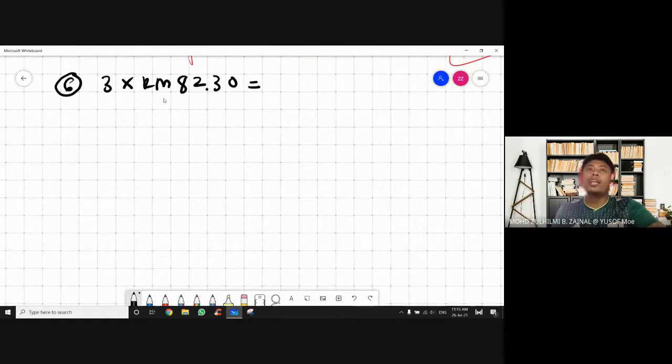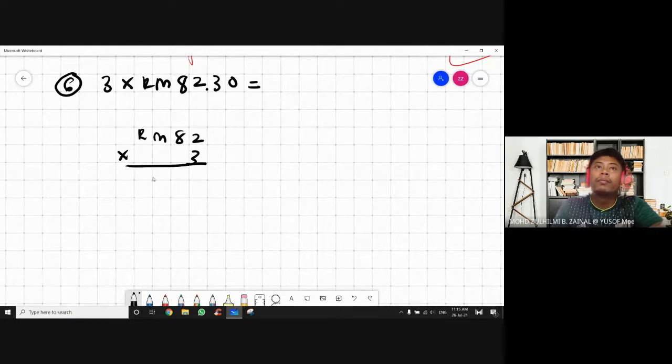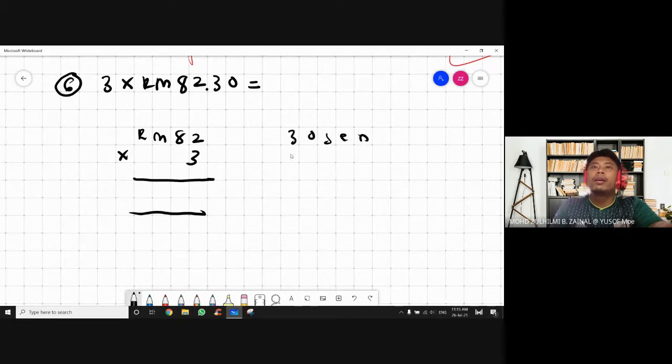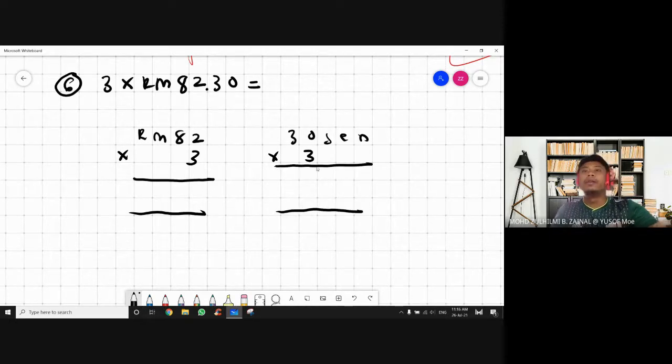kalau tadi the boy explain you how to do by separatedly, macam ni dia buat. Okay, first tengok ada 82 ringgit kan. 82 ringgit buat RM dulu. RM82 times 3. Lepas tu dia suruh kita buat 30 cents tu, 30 cent times 3. Boleh nak buat macam ni. Kalau macam ni pun boleh.